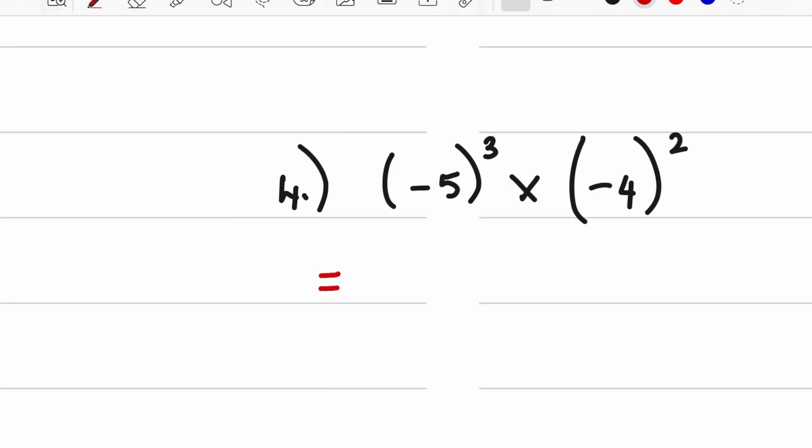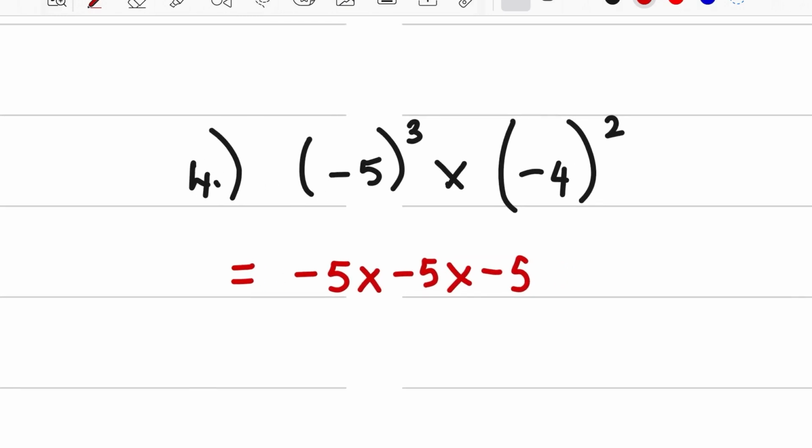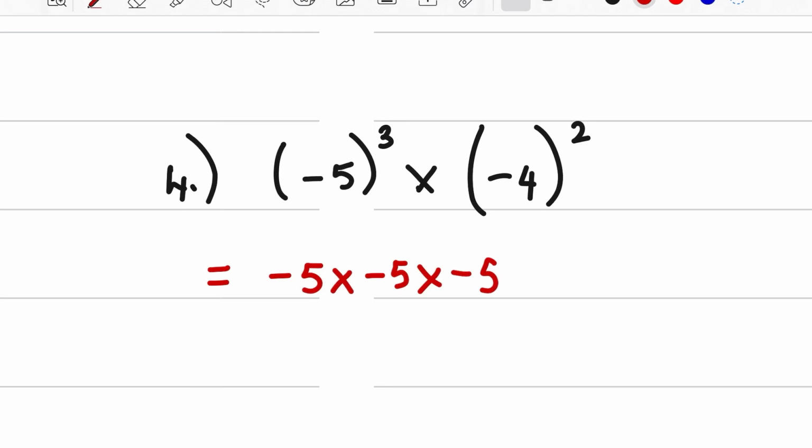Question 4 says minus 5 cubed multiplied by minus 4 squared. So this is going to be minus 5. Again, we're expanding because they asked us to. So minus 5 times minus 5 times minus 5 multiplied by minus 4 multiplied by minus 4. This is not necessary to do in your working when you're working out these questions, but the question asks specifically for it, so we need to answer as the question asks.